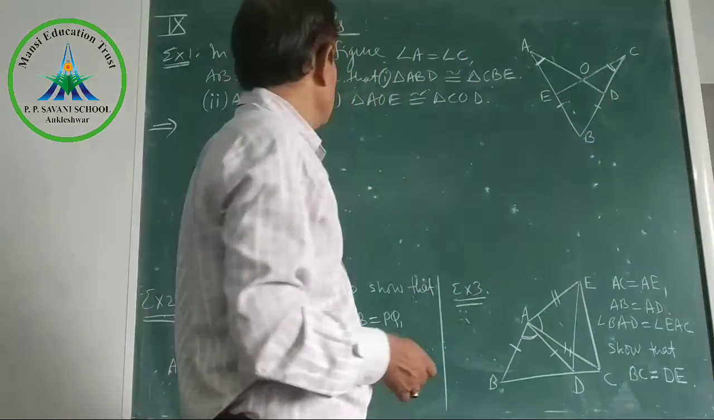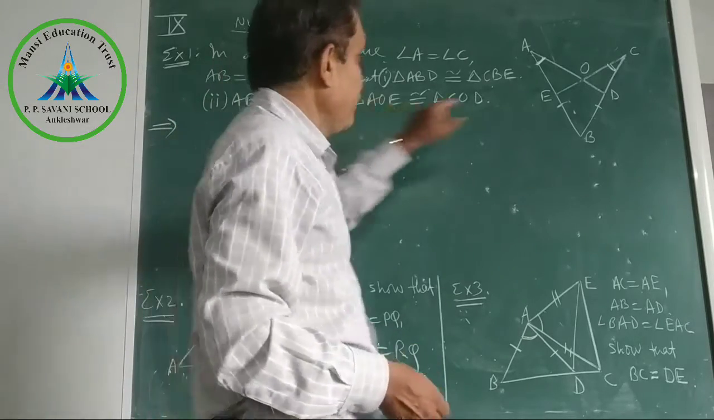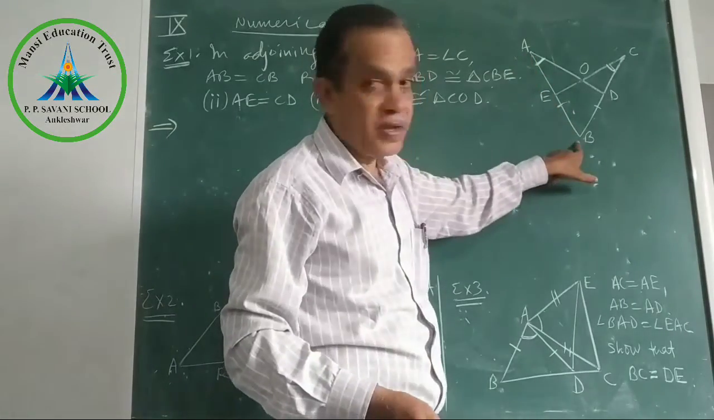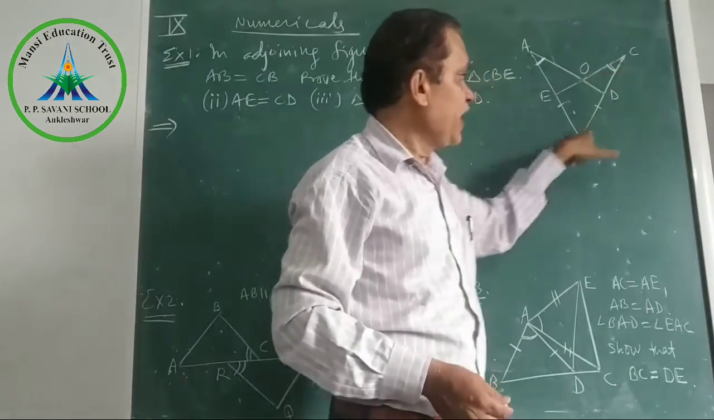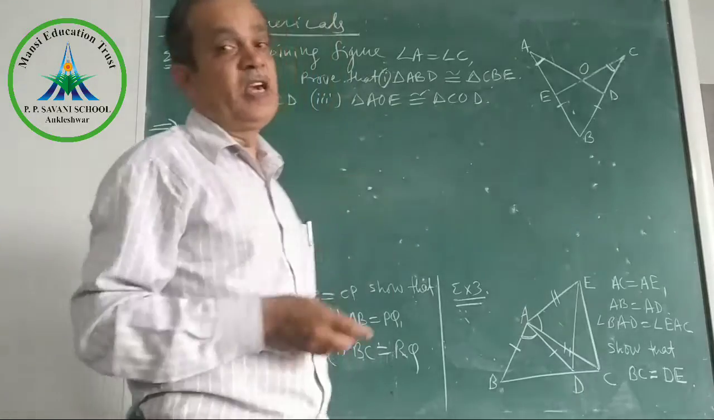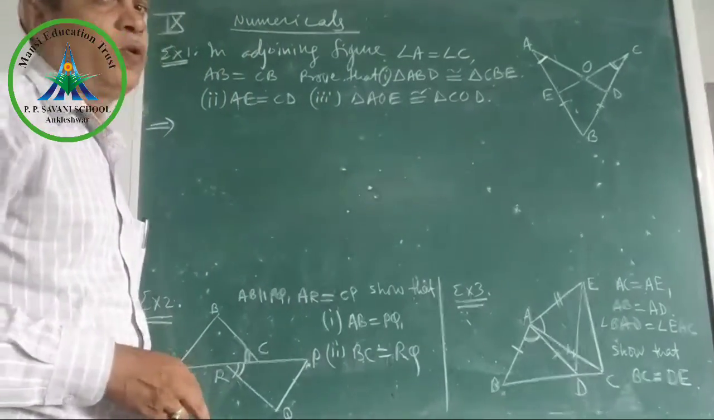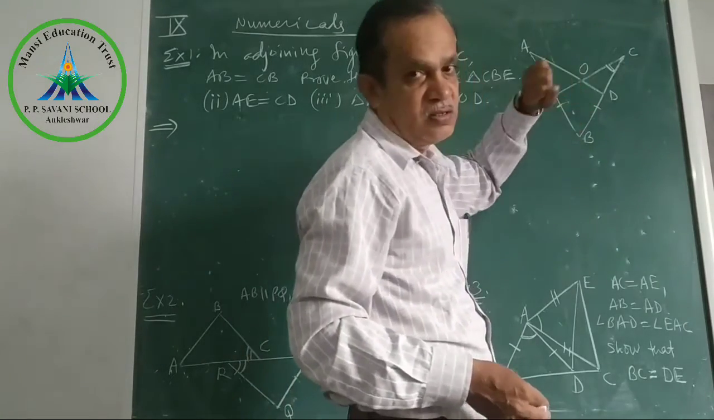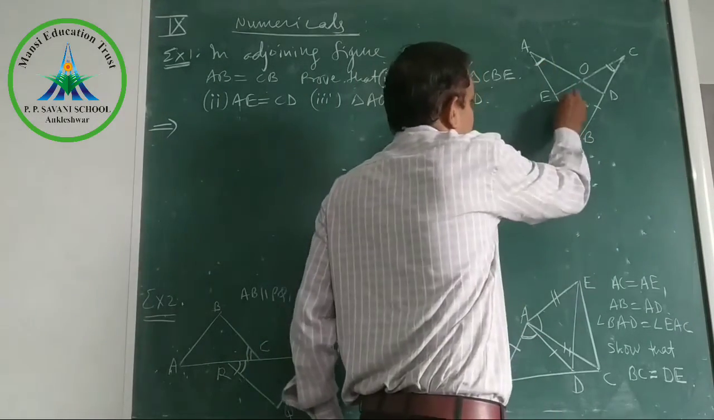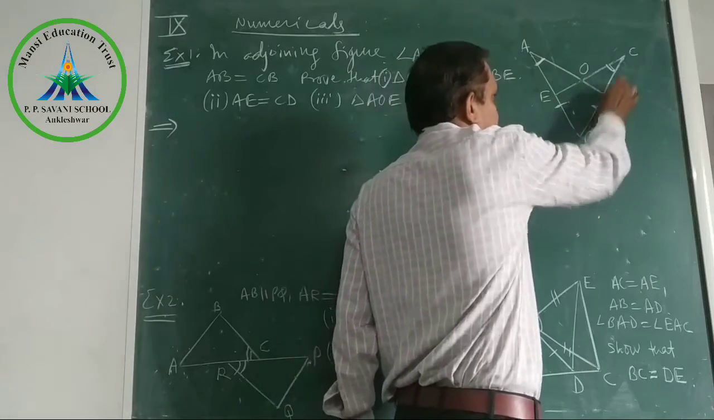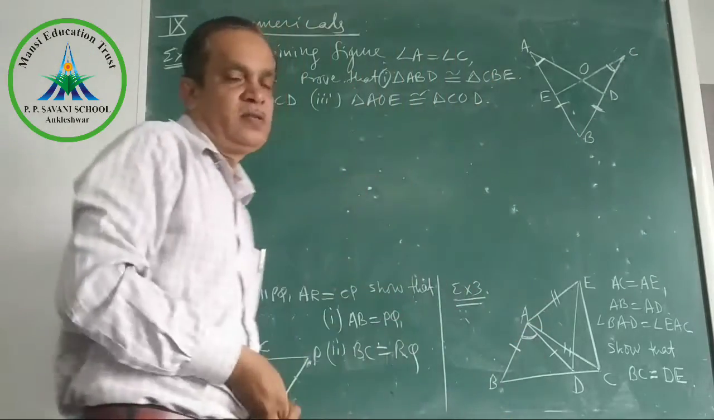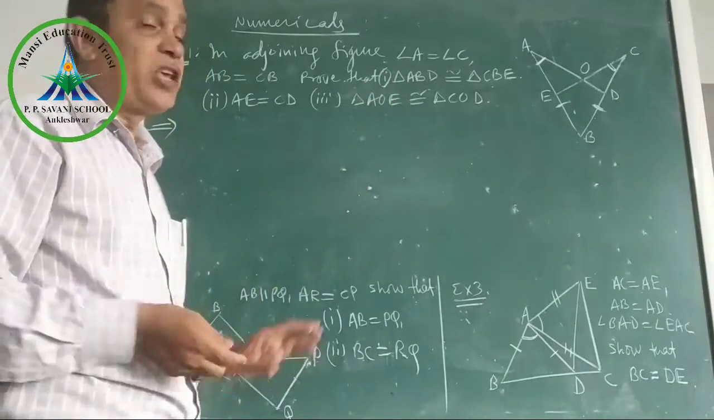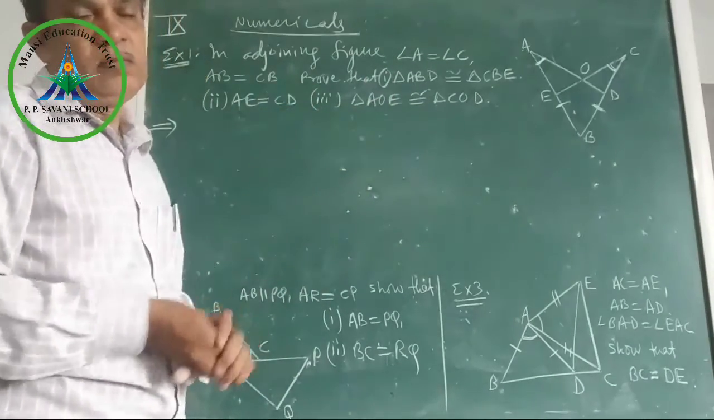Then AB equal to CB. This mark is for complete AB, and this mark is for complete CB. Be careful, don't get confused. This mark is for AB and this mark is for CB. In the exam, such marks may not be given because they give it in writing.